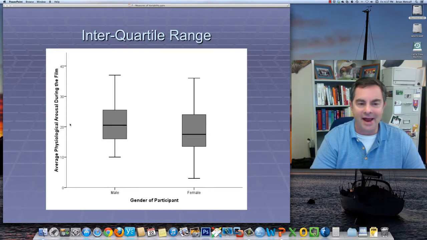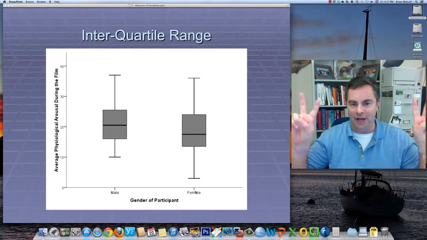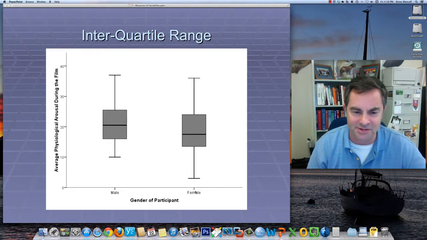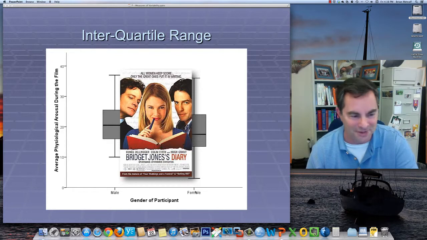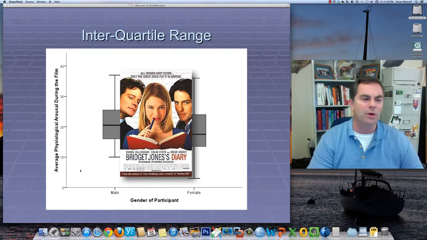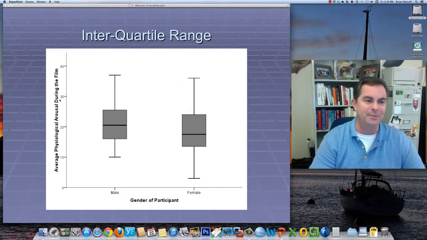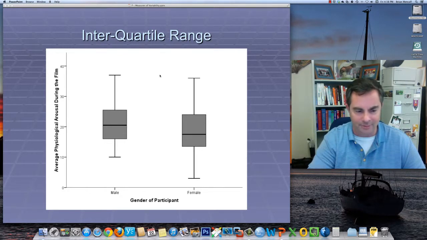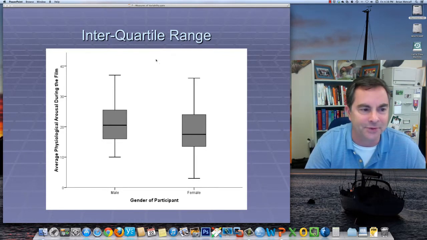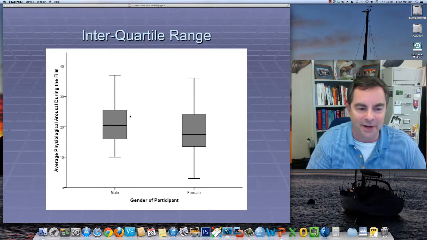So let's pretend that we had males and females watch a chick flick, all right? I think the chick flick in question here was Bridget Jones's Diary, if you've ever seen that, a true chick flick if there ever was one, okay? This is a pretend study, pretend that we measured physiological arousal while watching the film. The males and females were strapped up to electrophysiological recording equipment, testing their blood pressure and heart rate and galvanic skin response and stuff like that, okay? And we might get something like this, okay?